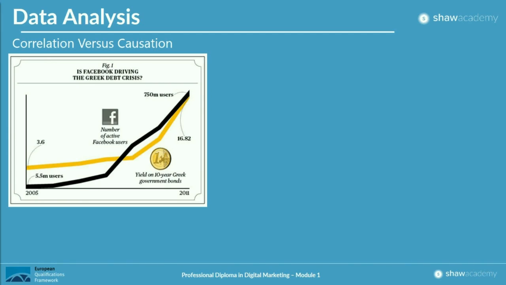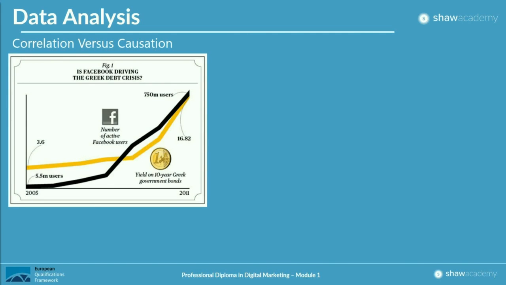So in this graph, okay, as I said, we can see that the numbers are correlating. We've got the number of users on Facebook, and you can see the growth there. And we've also got the yield on a 10-year Greek government bond. All right, so obviously the two numbers correlate to one another, but do you think there's any causation there? Type it into your chat box. Is the number of users on Facebook related to the Greek debt crisis? What do you reckon? Yeah, of course not, right? So, okay, great. So you can see that there is correlation there, but there's no causation.